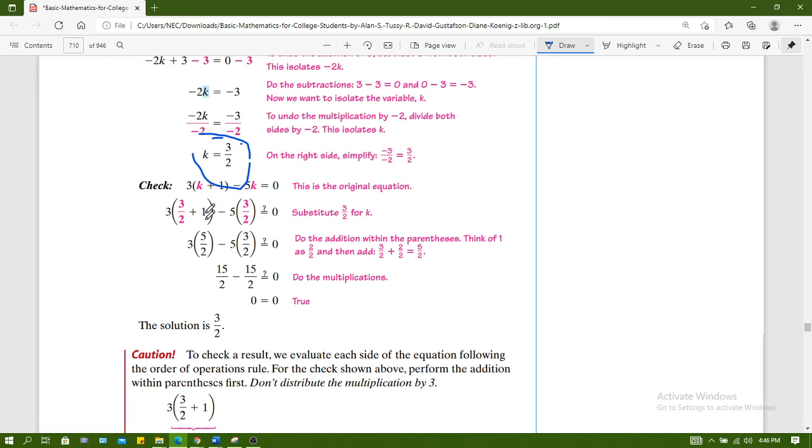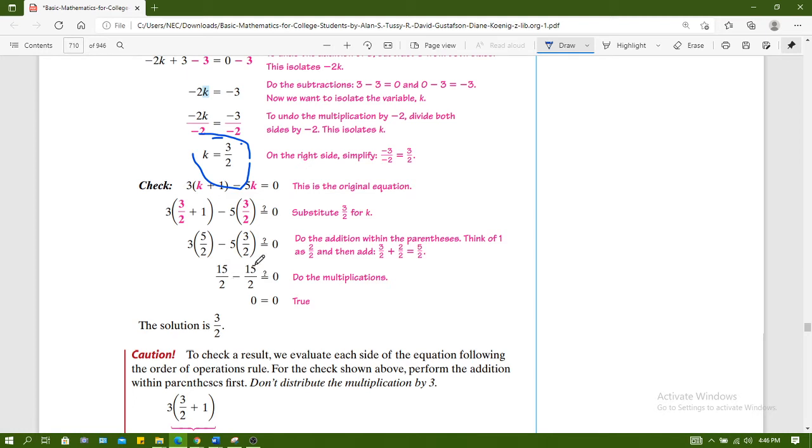You can put it here as 2 over 2, or the usual, you multiply this to this side. That is 2 times 1 is 2, plus 3 is 5 divided by 2. So, 3 times 5 over 2 minus 5 times 3 over 2 equals 0. So, 3 times 5 is 15 divided by 2, and 5 times 3 is equal to 15 divided by 2. That is equal to 0.